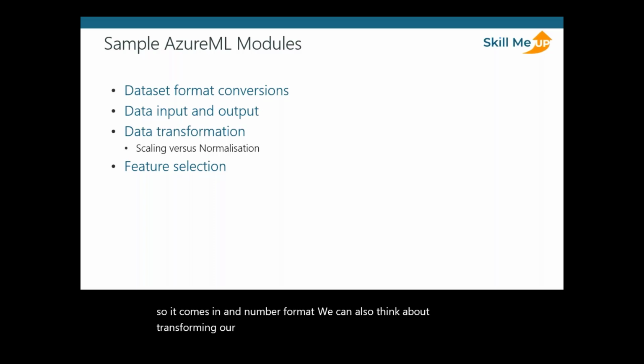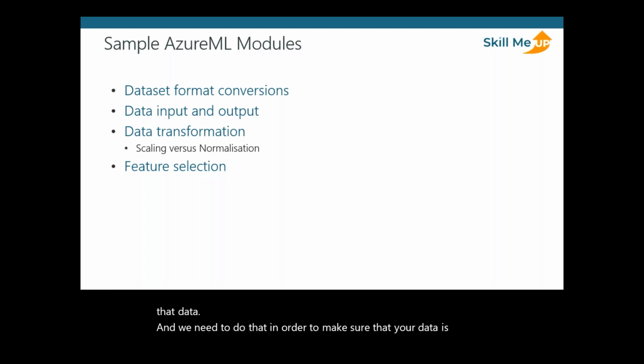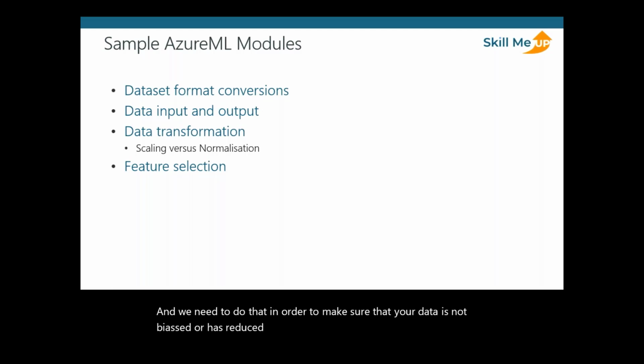For example, we may have to scale our data so that it fits between a range of 0 to 1, or we may need to normalize that data. And we need to do that in order to make sure that our data is not biased or has reduced bias in it. We also need to think about the characteristics in our data that contribute towards effective experiment building.